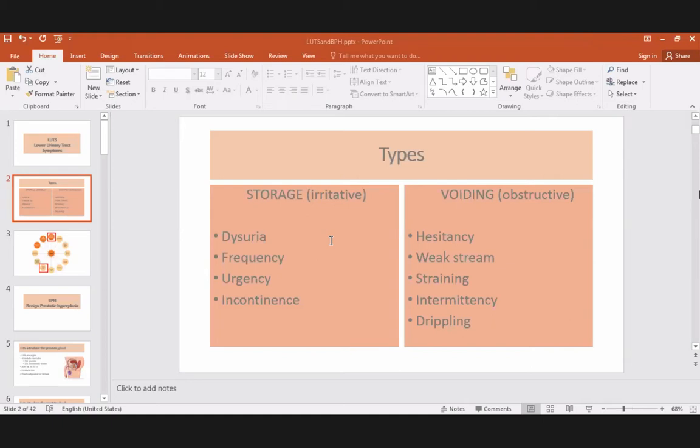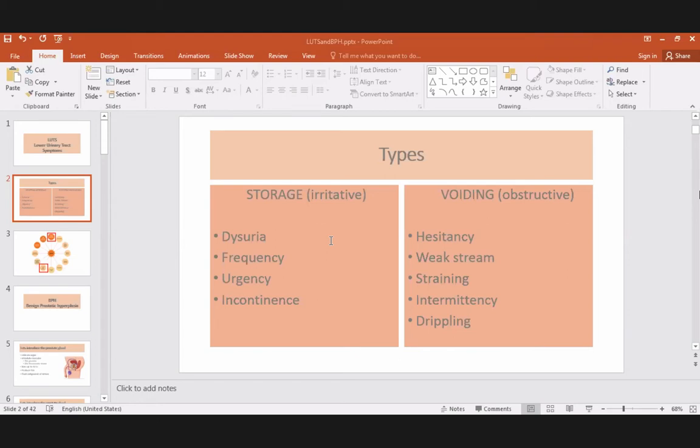And the other spectrum of the same problem is voiding symptoms. Symptoms which are secondary to outflow obstruction. Patient is unable to pass urine and there is a problem in passing urine. So we have symptoms of hesitancy. Patient goes to the washroom with severe urge, but then he is unable to pass it. He is hesitating to pass the urine, or there is intermittency between the passage of the urine, or he passes the urine with force, straining, or there is dribbling. He's straining for micturition, and then with severe strain, some drops come out. Or if the urine is passed, it is of weak stream. The stream is not strong.